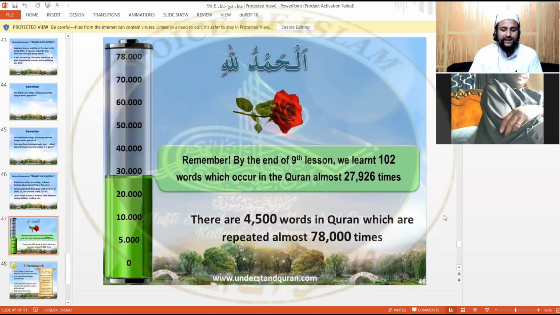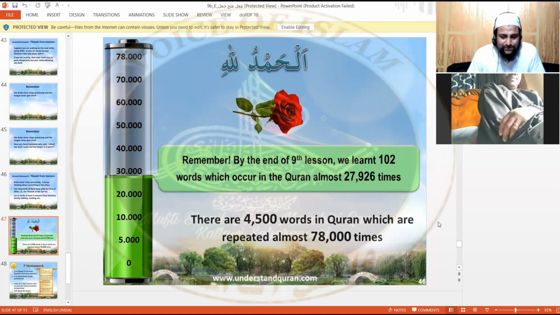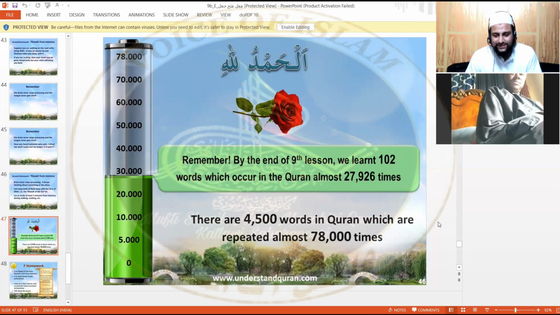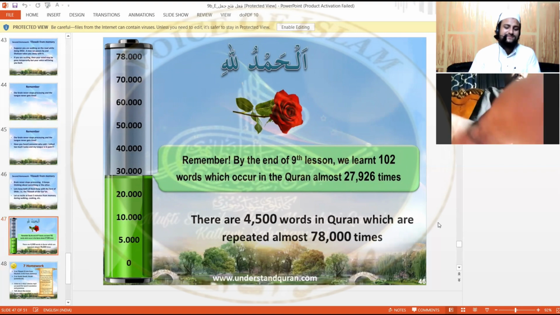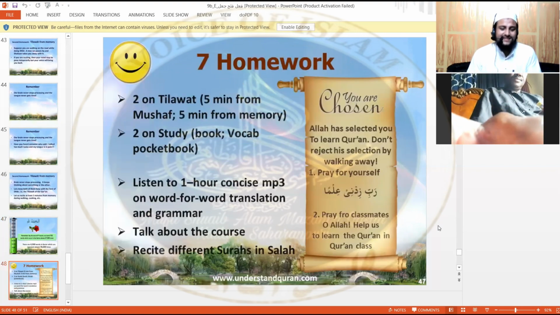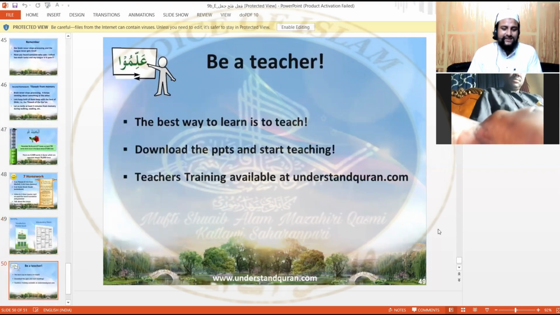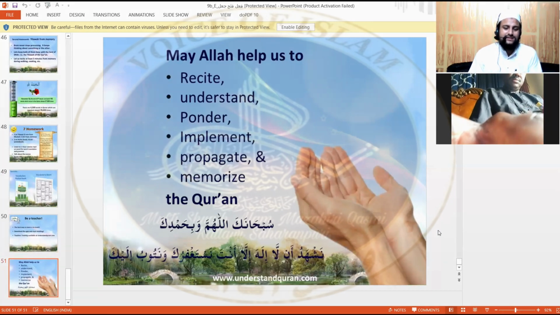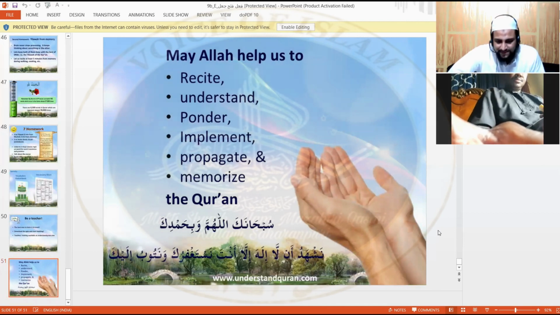Alhamdulillah. Remember, by the end of the 9th lesson, we have learned 102 words, which occur in the Quran almost 27,926 times, mashallah. May Allah help us to recite, understand, ponder, implement, propagate, and memorize the Quran.